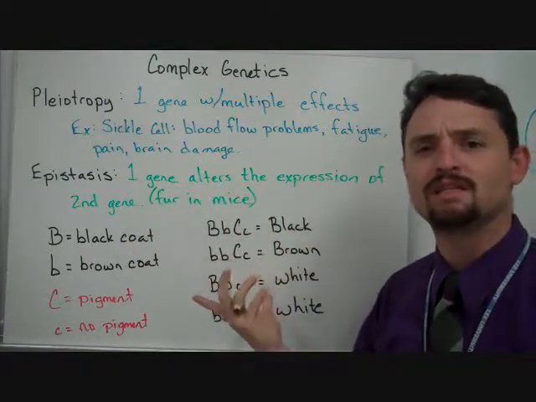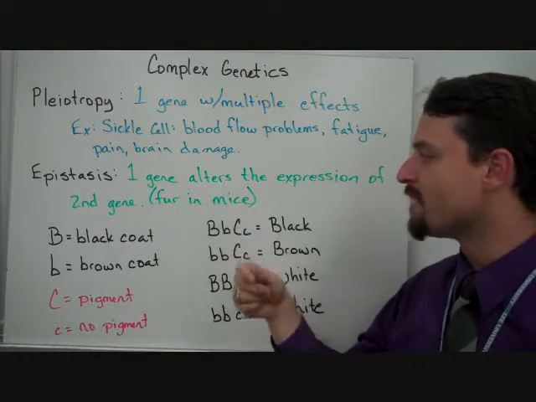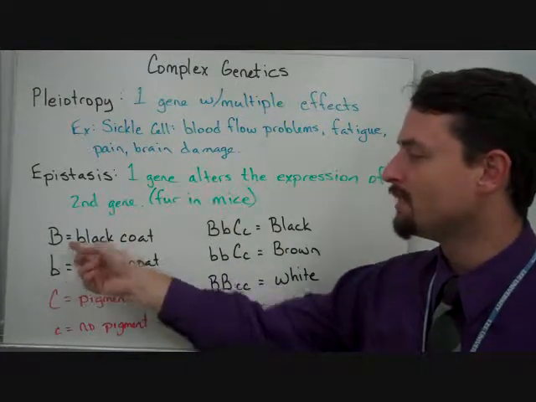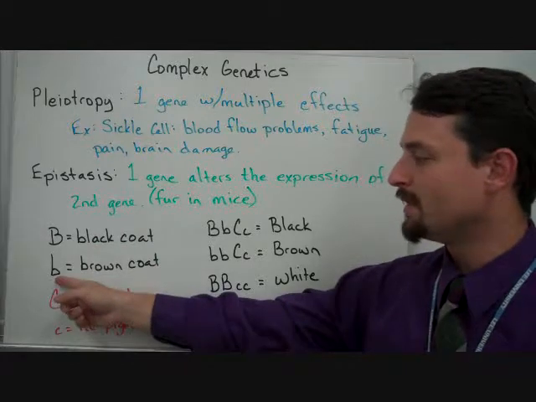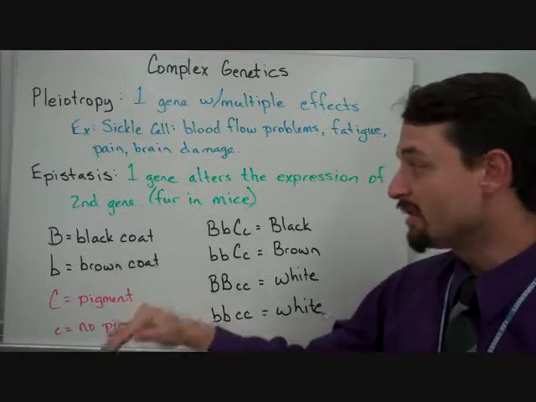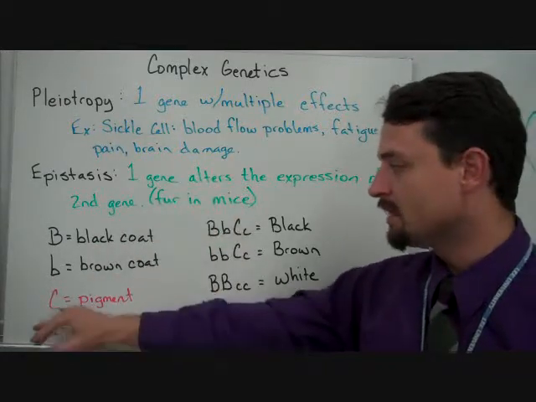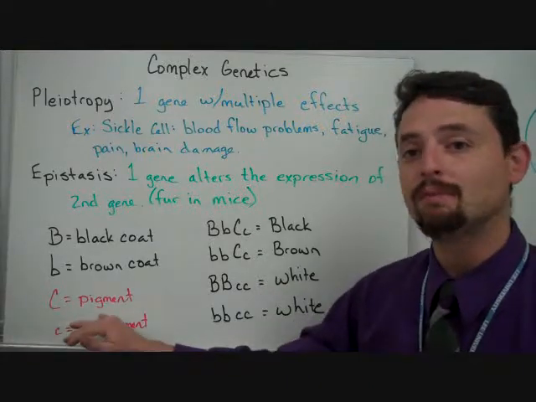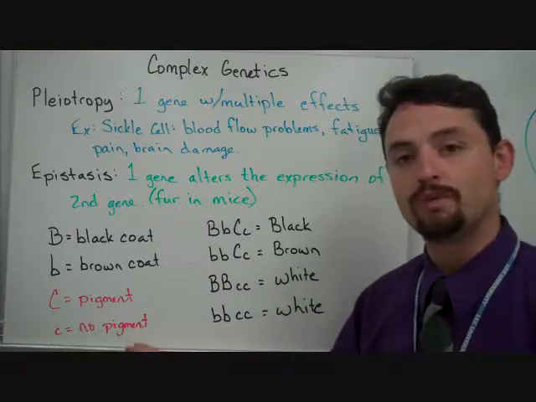So fur in mice is an example of this. In this case of a particular type of mice, the big B allele is black coat. The little b allele is brown coat. But there's another gene here that's altering the expression. Big C allele is for pigment. Little c allele is no pigment.